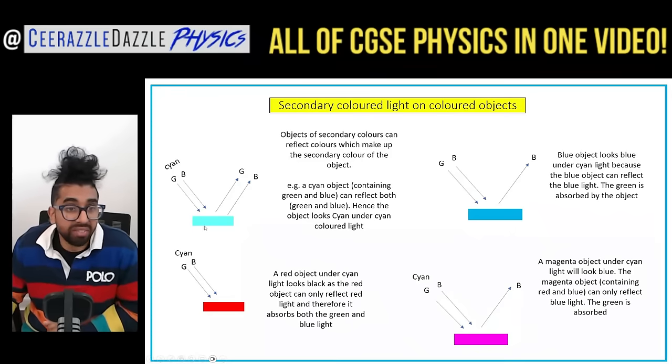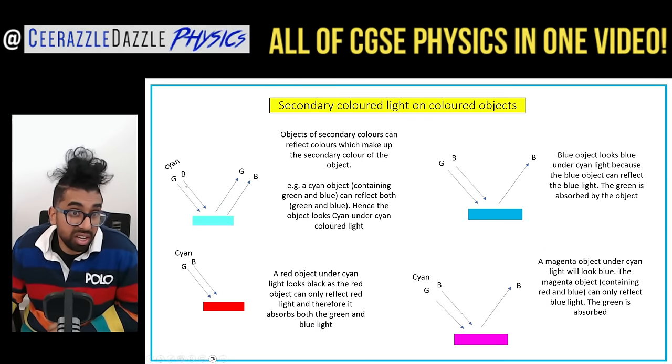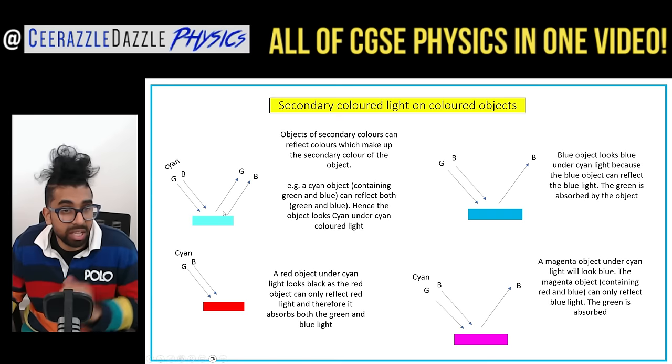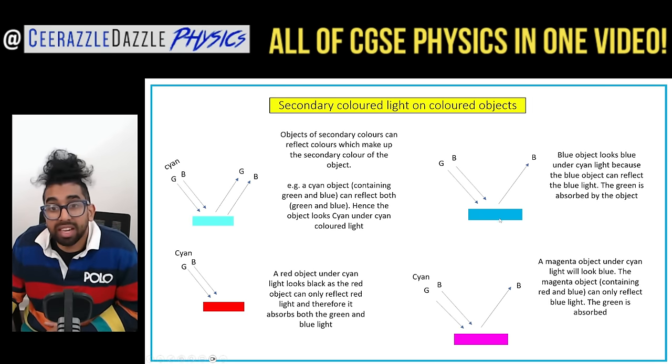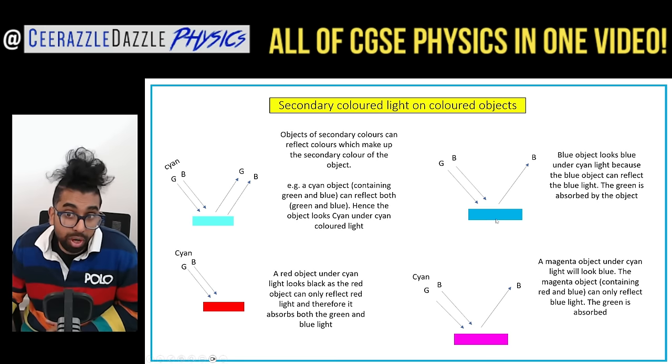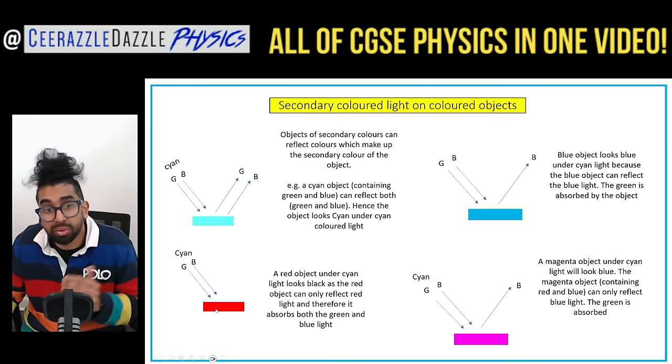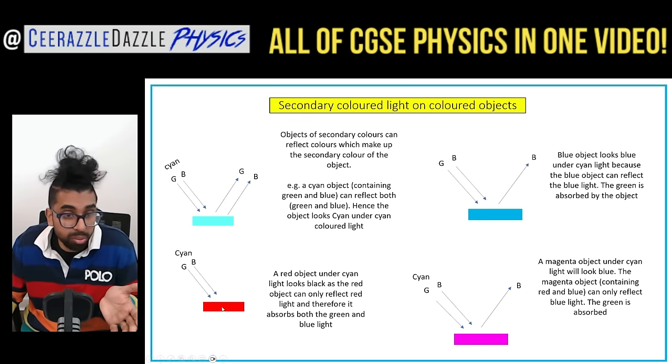If I have a cyan object and I shine cyan light onto it, the cyan object can reflect the green and blue, and therefore the object looks cyan. If I have a blue object and I shine cyan light, green and blue, onto it, only the blue is reflected. So a blue object under cyan light will look blue. And if I have cyan light going onto a red object, what color will the red object look? Don't forget the red object cannot reflect green or blue, so it looks black.